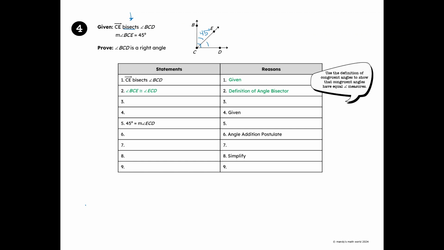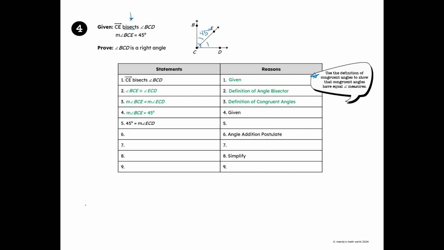Okay, what could be our next step? If the angles are congruent, tell me about their angle measures. Well, they're equal by the definition of congruent angles. So we're going to use the definition of congruent angles to show that congruent angles have equal angle measures. So there's kind of our little thought process involving the fact that ray CE bisects angle BCD. Okay, let's go another route. We're stating another given here, that the measure of angle BCE is 45 degrees.